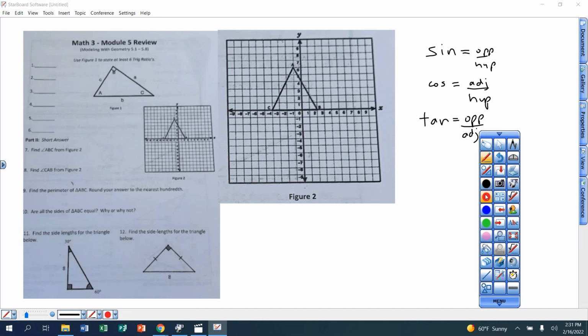Now, looking at this trig, you can only use it when it's a right triangle, right? If it's not a right triangle, like those other ones, you have to use the other trig formulas. But if it has a right angle in it, you're able to use trig.